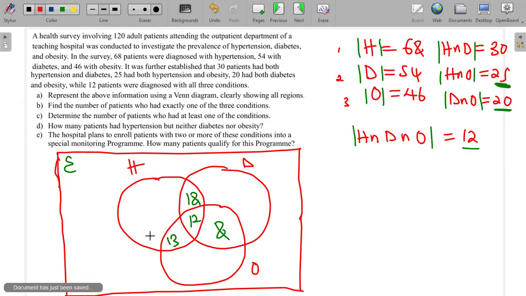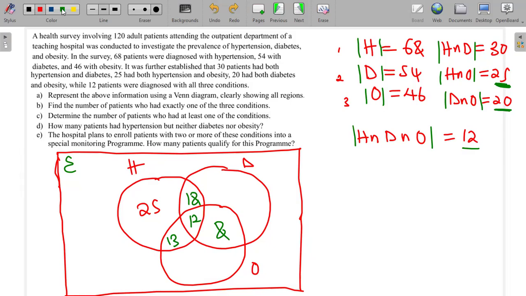Okay, we've already put those numbers there. So how are we going to find the other part there? We're just going to subtract 68 minus 18 minus 12 minus the 13 that is already there. So let's do that. 68 for the hypertension minus the ones that I've already put there, minus 18, minus 12 and then minus 13. So that will just leave me with a 25. So the 25, I'll put it there. So these ones here are the only ones that had hypertension only, okay? But the rest of the 68 had hypertension and then some other disease.